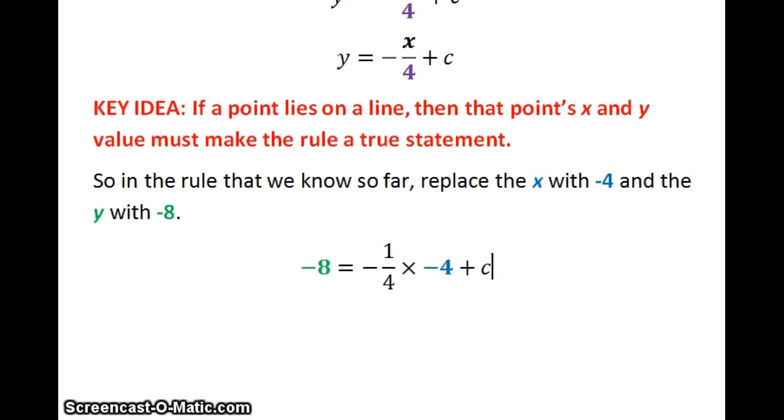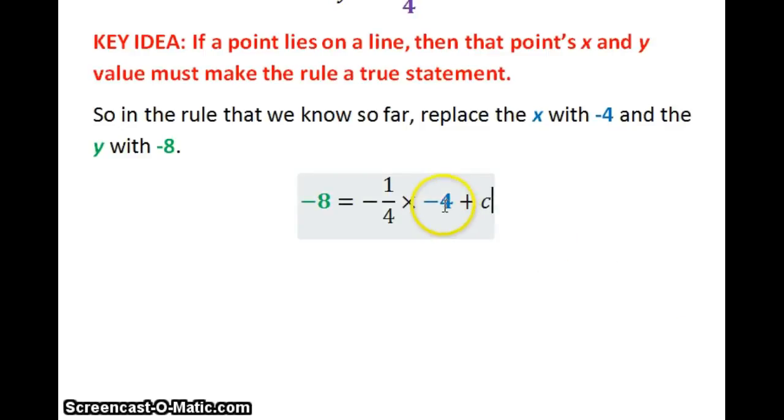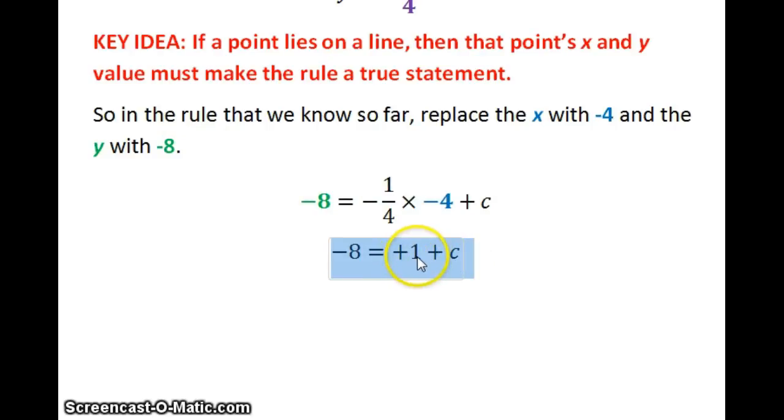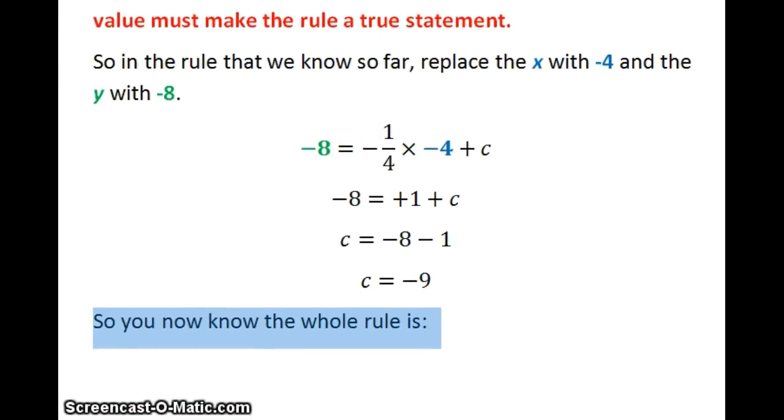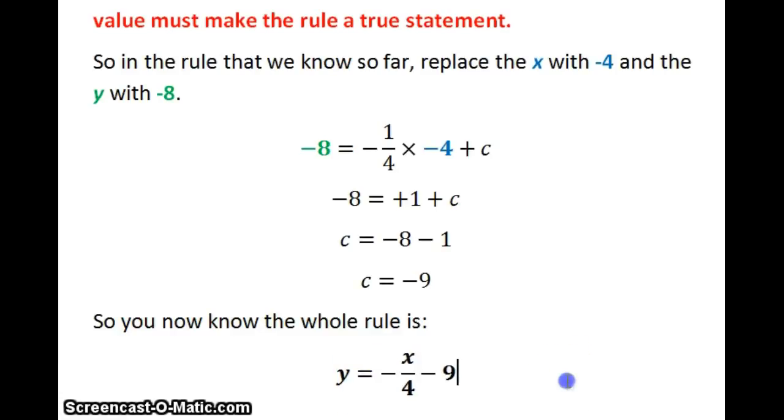times -4 plus c. Now, a negative times a negative becomes a positive. Remember, this 4 is up the top, this 4 is down below, so they cancel out. So we're left with -8 equals +1 plus c. Now, to get c by itself, change the side, change the sign, and we end up with -8 minus 1, and that's equal to -9. Now we know what the whole rule of this straight line is. So the whole rule is y equals -x on 4 minus 9.